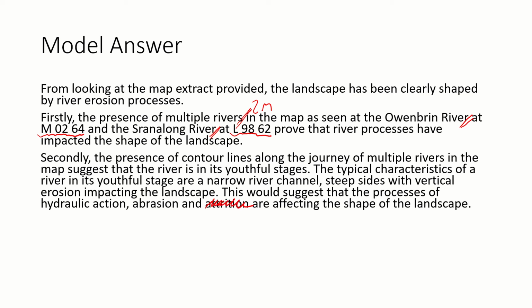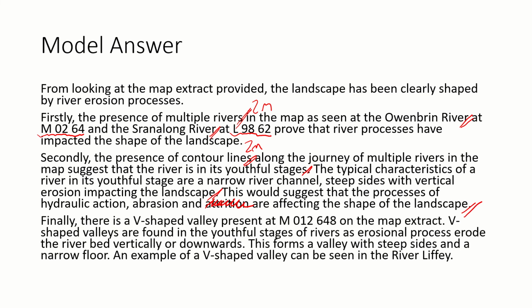So here what you can see that I've done again, I've got my 2 marks for naming my reason why I think river processes are impacting the landscape. And now I'm going to give evidence to the OS map there. I'm going to give a valid explanation of why I say that. So I talk about youthful stages, I describe what the river might look like, and then I name my processes of erosion to achieve the marks.